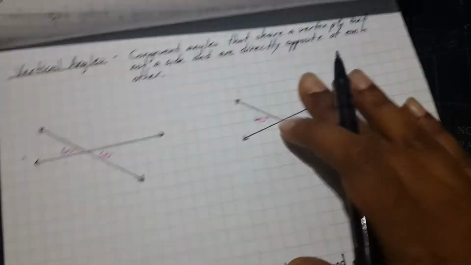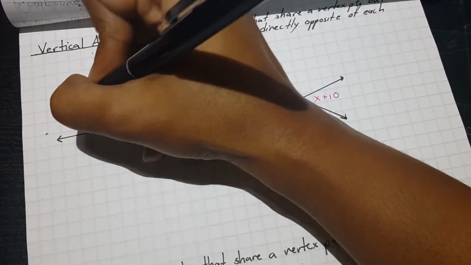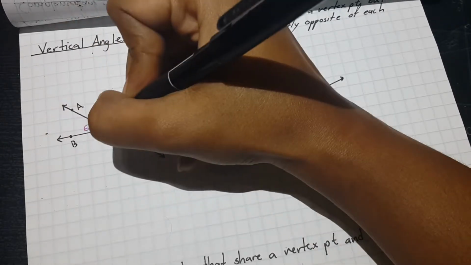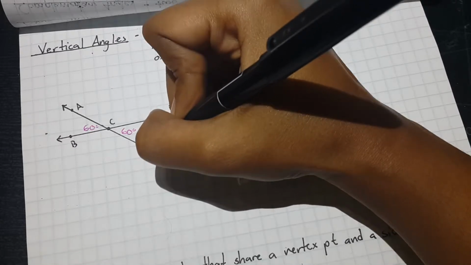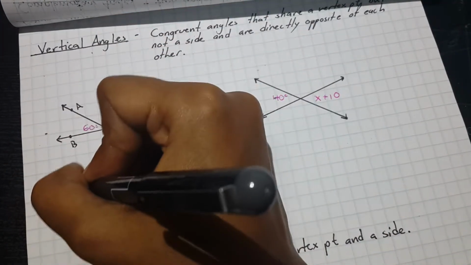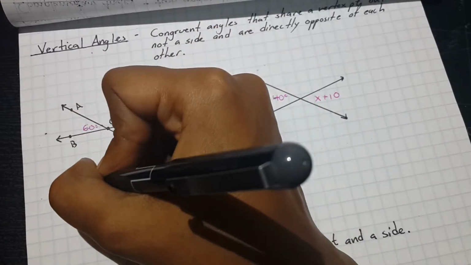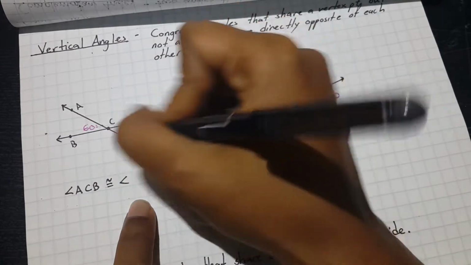If I wanted to write this out, let's say you're doing a proof, whenever you see intersecting lines, you can automatically conclude that you have vertical angles. So if I were to write this out, I can say angle CB is congruent to angle DCE.